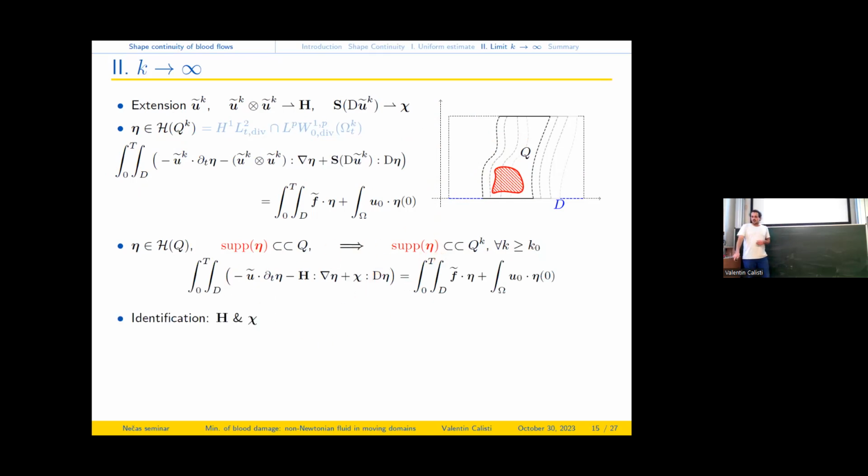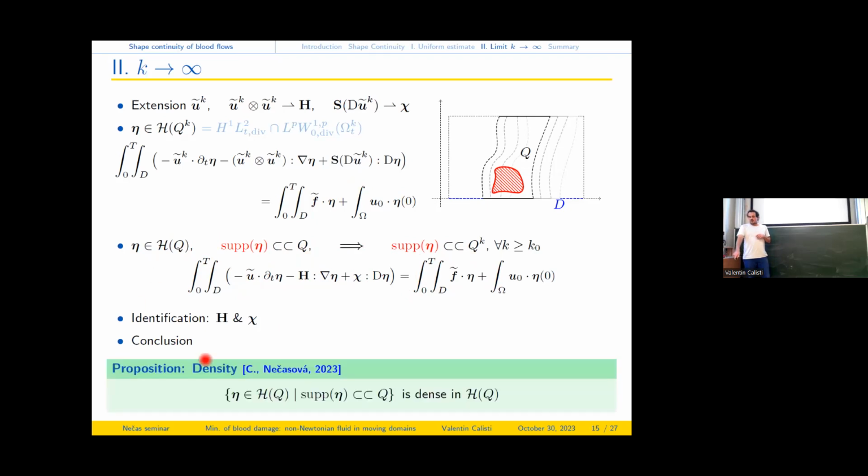So it just remains to identify the convective limit and the stress limit. And once we have done this, to conclude, because we want this to be written for any test function belonging to H(Q), we need some density result. The density result we need is just to say that we can approximate any of these functions by a compactly supported one, which is quite classical, but we need to be a bit more careful to be sure that this term is converging in a classical way. And for this, I don't go into detail.